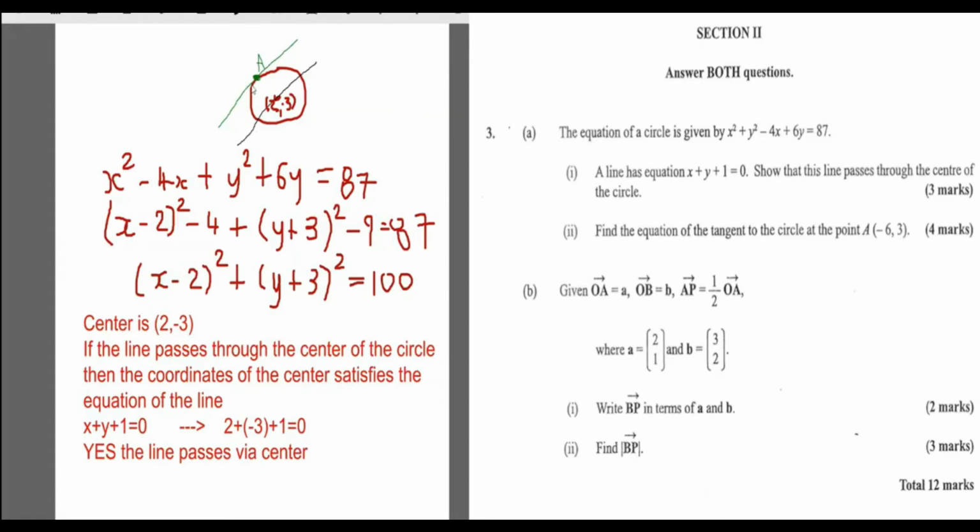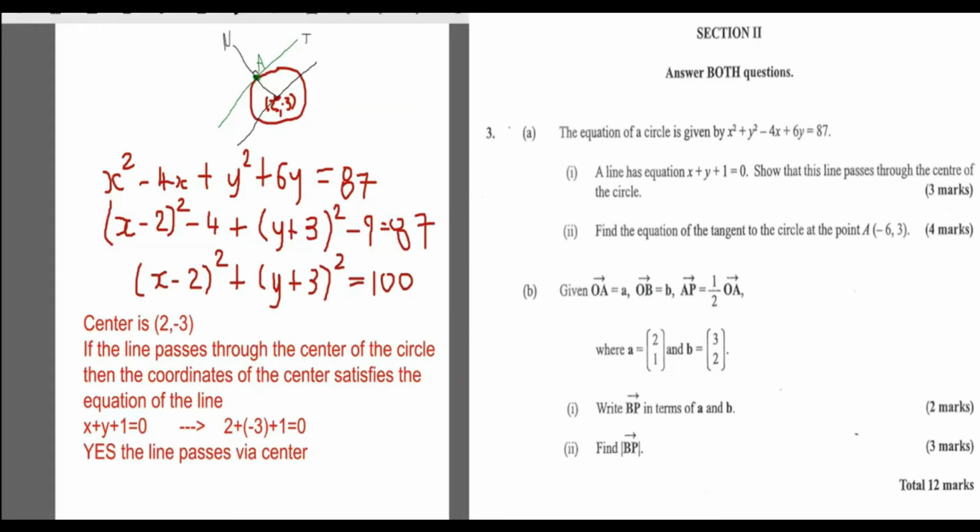The only way we can find the equation of the tangent is if the normal comes into play. What is the normal? The normal is a line that's perpendicular to the tangent line. The normal passes through the point A, and it also passes through the center of the circle. So this is the normal. I'm going to use N for normal and T for tangent.